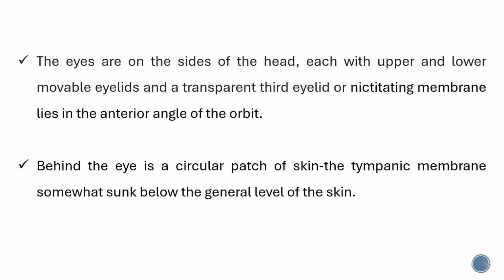The eyes are on either side of the head, each with upper and lower movable eyelids, and a transparent third eyelid, or nictitating membrane, is also present in Calotes. Behind the eye, we can clearly observe a circular patch of skin known as the tympanic membrane. It is sunk below the general level of the skin.